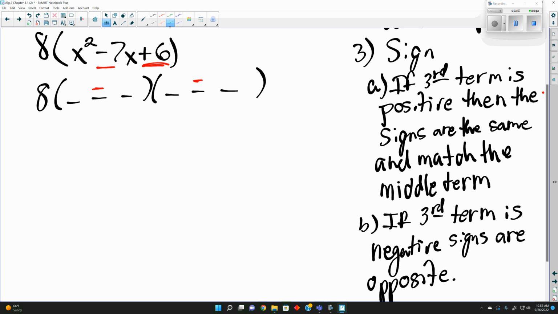If the third term is positive, the signs are the same and match the sign of the middle term. If the third term is negative, our signs are opposite. Any questions on steps 1 through 3? Yes, sir. Okay.